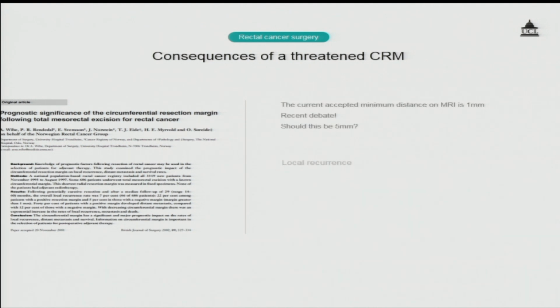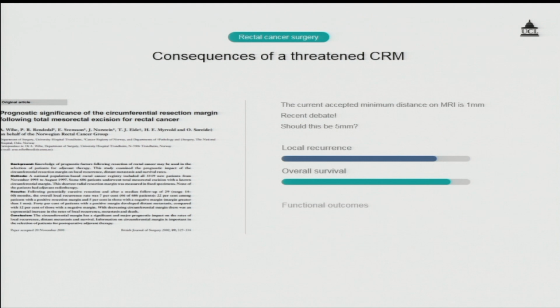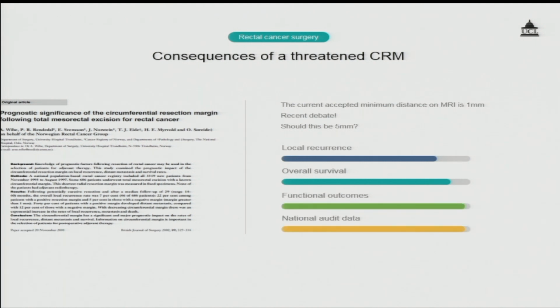So taking individually these particular factors, we know from this seminal paper by Arnie Wiebe that a threatened CRM leads to poor prognosis when it comes to local recurrence. The debate of whether this is 1 millimeter, 5 millimeter, 1 centimeter may still go on, but of course we know when we see tumor nearby the resection margin, that is a bad prognosis whether we're talking about an advanced cancer or whether we're talking about a polyp.